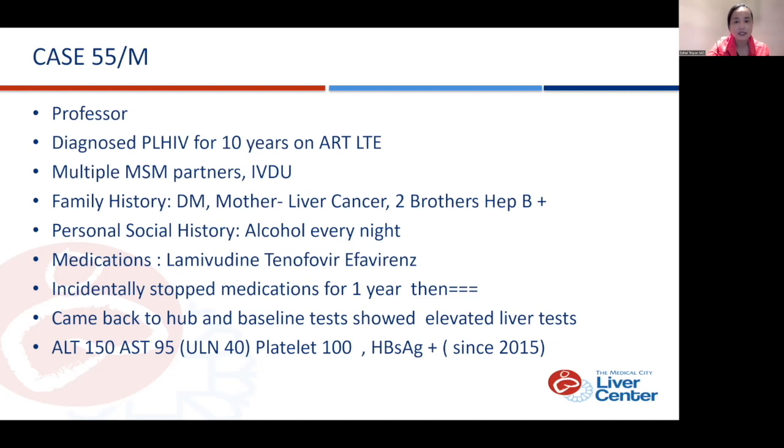These are his ARTs. And incidentally, for some reason, he stopped his ARTs for, he can't remember, 6 months to a year. And then this patient decided to come back to the hub, and baseline tests now showed elevated liver tests. His ALT is 150, his AST is 95, so both are elevated with an upper limit of 40 in the lab. His platelets were low. And again, S antigen, incidentally, was documented to have been positive since 2015. So this is a patient with HBV HIV co-infection.